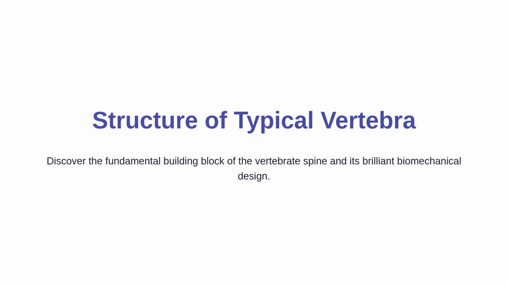Welcome to Comparative Anatomy of Vertebrates. Today, we are going to explore the structure of a typical vertebra, which is the fundamental building block of the spine in all vertebrate animals. We will uncover how this incredible bone perfectly balances immense weight-bearing strength with delicate, precise flexibility to keep animals moving.